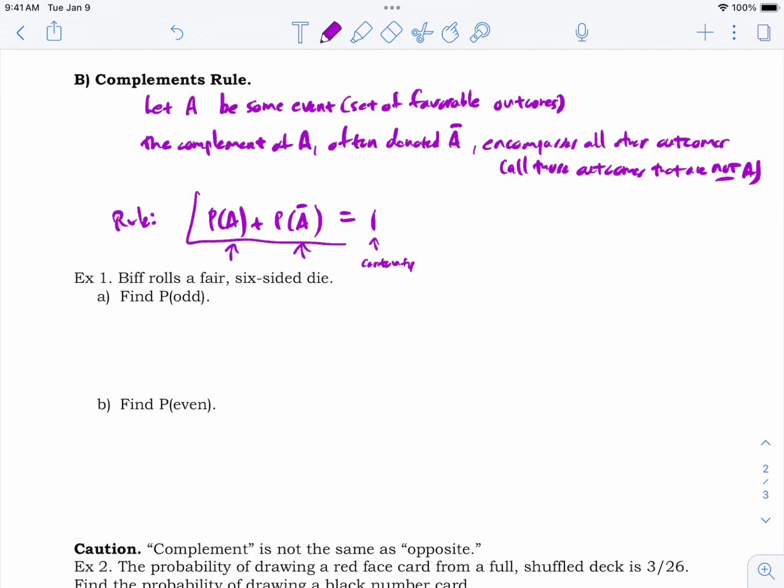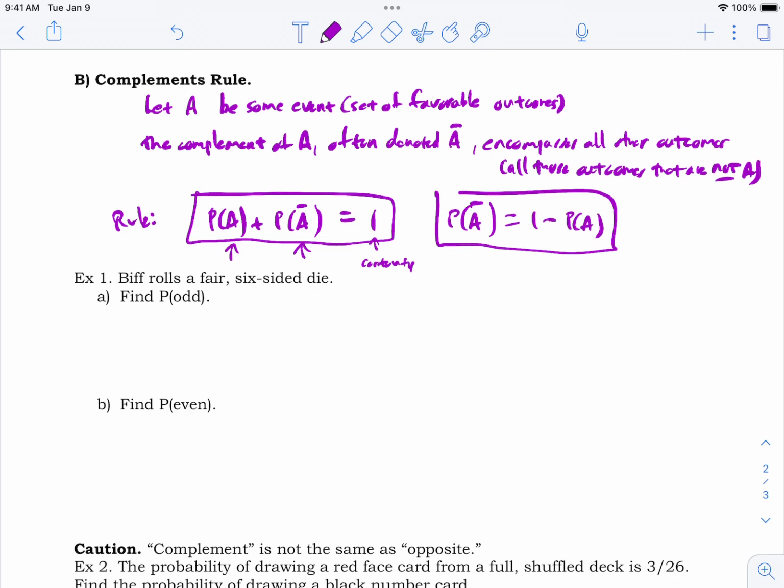So that's one way of stating this. Another way of stating this is to say the probability of the A complement, the A bar, is 1 minus the probability of A. And that's the way the rule often gets used. It's like, hey, I know the probability of A, and I'm trying to get the probability of A complement. Oh, I know, I'll just go 1 minus. Right? That's usually how the rule is used, like in the next example.